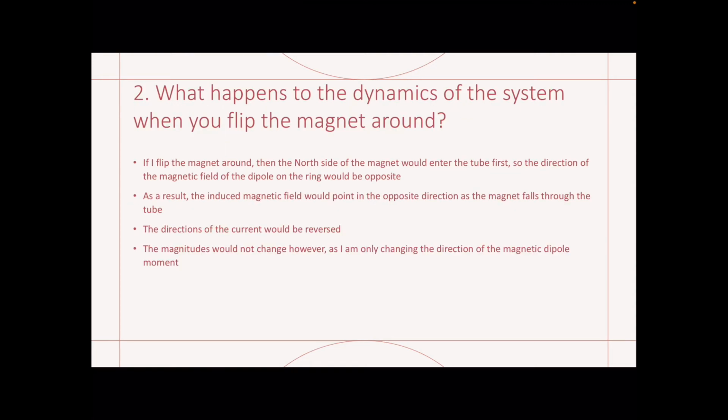If I flip the magnet so the north side enters first, the direction of the induced magnetic field would be reversed because the direction of the dipole's magnetic field would be reversed. As a result, the induced current would be counterclockwise from the top. There would be no change in magnitude.